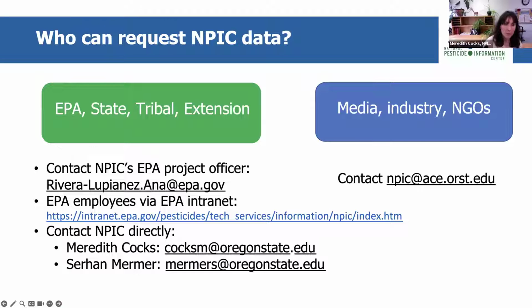And how do you do it? Well, I tried to make a compilation of the most straightforward ways to get a hold of us. So first of all, you can contact our EPA project officer. Her email is up there, Ana Rivera Lupianez. And if you do work for EPA, you can access a form to contact us through the intranet. And so that link up here for the EPA intranet is the recent up-to-date link as of February 2024. Of course, you do have to be an EPA employee to use that link.